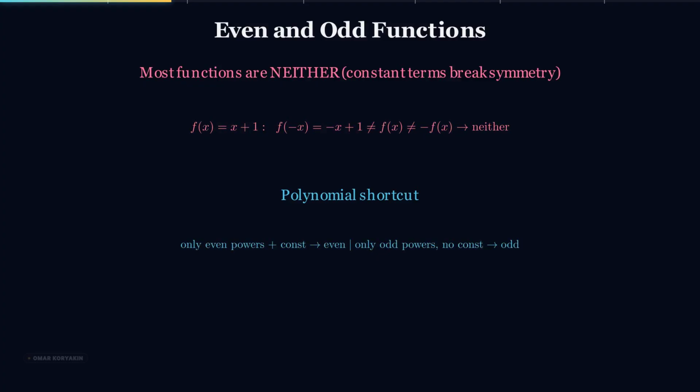Step 3, the graphical interpretation provides a fast visual check. Even function graphs are mirror symmetric across the y-axis. If you fold the graph along the y-axis, the two halves match. Odd function graphs are rotationally symmetric around the origin. If you spin the graph half a turn around 0,0, you get the same graph back. Both visual tests are quick and reliable, complementing the algebraic test.